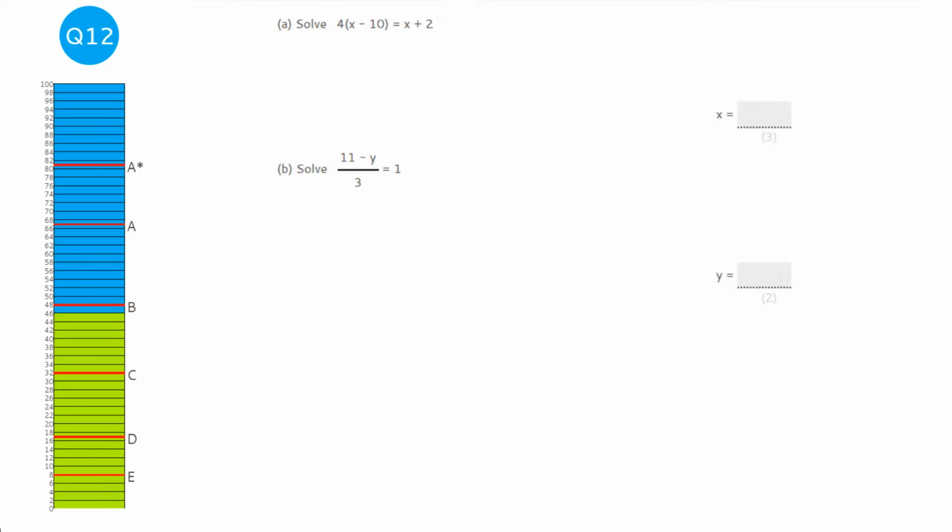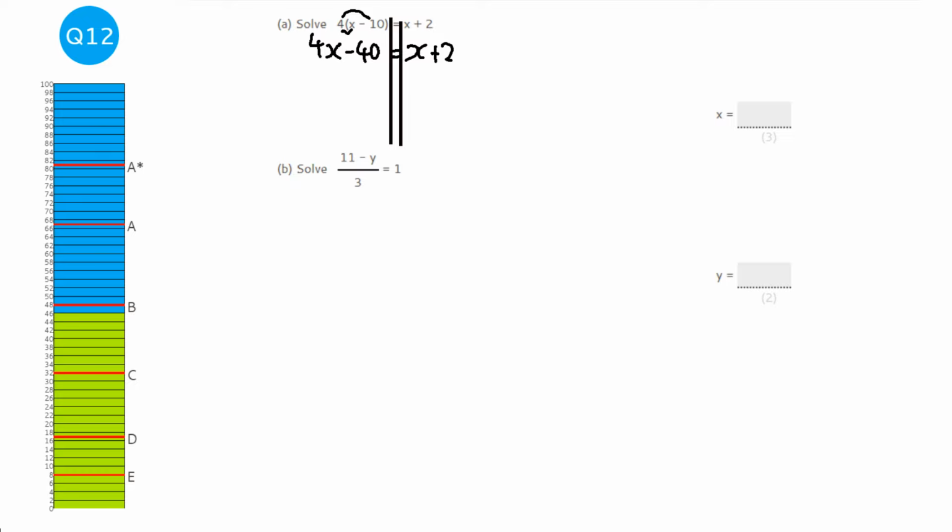Okay, if you want to pause the video now, please feel free, otherwise let's get started. So, simple solve first, and whenever I have a solve, I always put lines down where the equal sign is. I find it a lot easier. And we are going to first of all expand the brackets, so I'm going to do smiles and rainbows on this. So we end up with 4x minus 40 equals x plus 2.